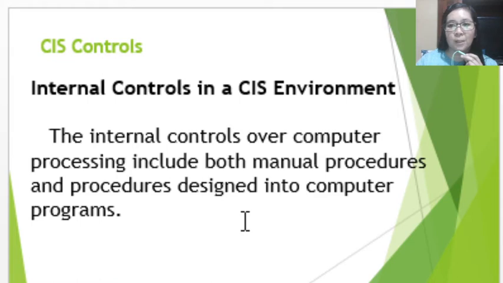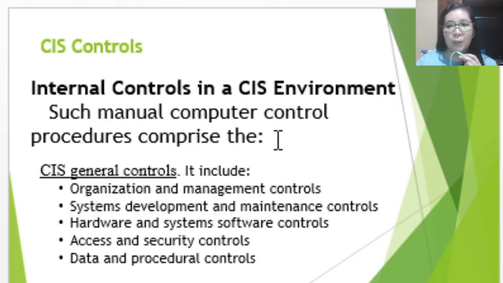So internal controls in the CIS environment are controls over the computer processing, which includes both manual procedures and procedures designed into the computer programs. So meaning aside from the computer programs or software intended for internal control purposes, the entity can also use manual procedures as part of strengthening their internal controls in the CIS environment. So internal controls and procedures in a CIS environment include the following.